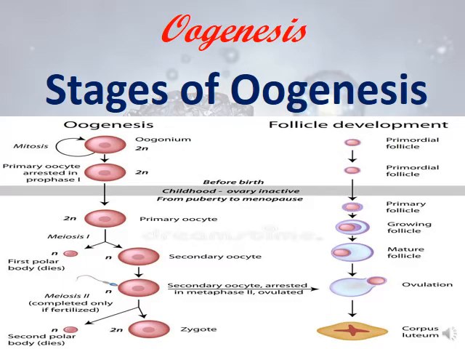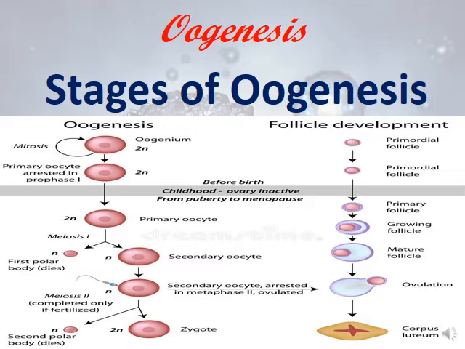Stages of oogenesis, we have different stages. First we have the oogonium, the mother cell 2N. It gives rise to the primary oocyte that is arrested in prophase 1. We're going to talk about this in detail. All of this is before birth, and in childhood they are inactive. From puberty to menopause, the primary oocyte undergoes meiosis 1 to give a secondary oocyte and the first polar body that dies. Then the secondary oocyte, arrested in metaphase 2, undergoes ovulation, and the completion of meiosis 2 happens only if fertilization occurs, to give the zygote and the second polar body.